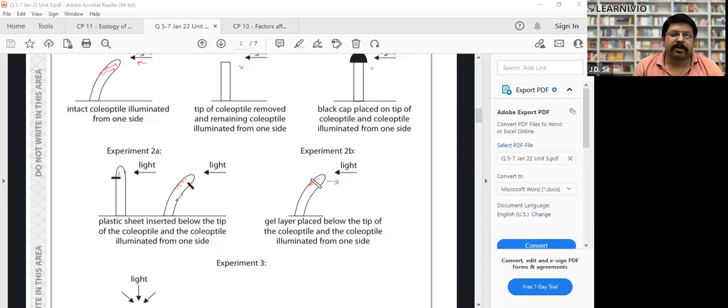So this experiment tried to prove that auxin is found at the tip of the plant, and when light falls on the coleoptile tip, auxin goes away from the light, cell enlargement takes place, and the coleoptile bends toward the direction of the light. Okay. There's a third experiment, sir.